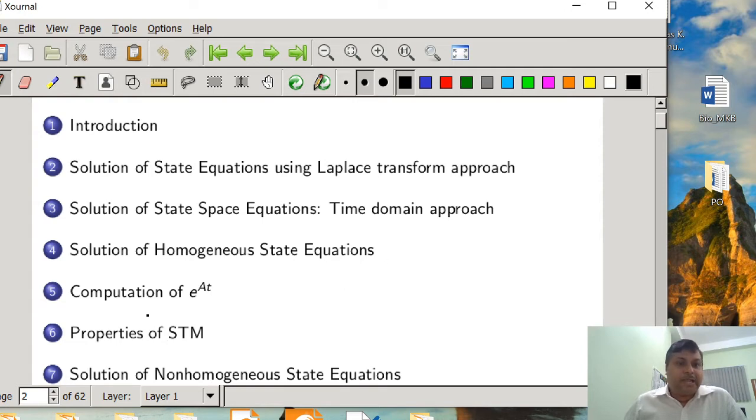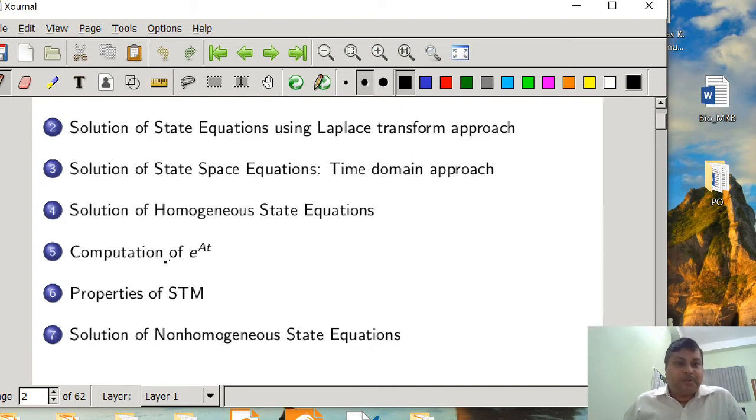In between all these topics, in the last lecture we covered up to the solution of homogeneous state equations and some methods to compute e to the power At, or the state transition matrix. So today we are going to cover the rest of the things. We will study the properties of the STM, and at last we will study the solution of non-homogeneous state equations.